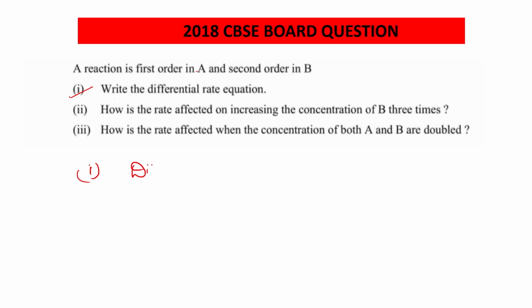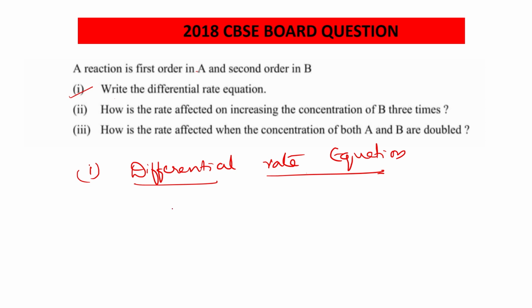So the differential rate equation is, let us underline this. Okay. So rate is, first order in terms of A, so [A]. Second order in terms of B, they said. So what is this called, students? Differential rate equation, where you are equating the rate equal to the rate constant into the concentration terms. Right? So first order in terms of A, second order in terms of B. So both are done.